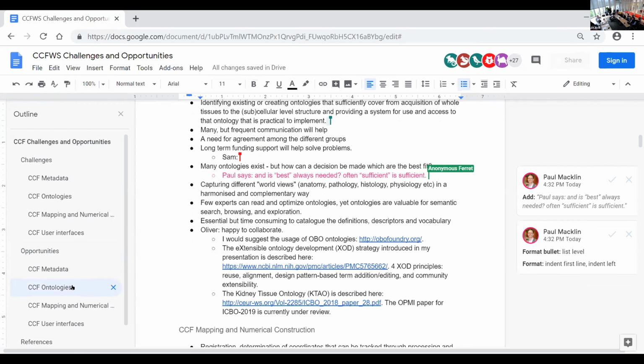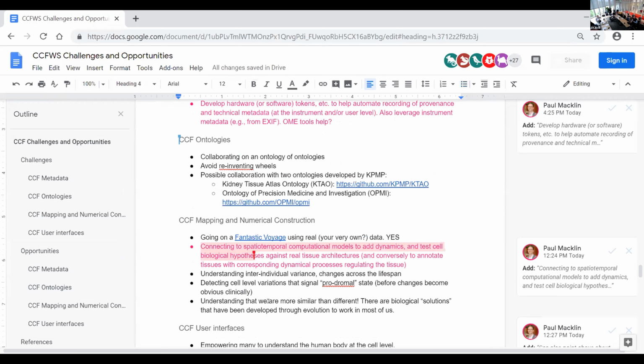Then under opportunities, let's go down there. We have collaboration on ontologies of ontology. So just like we want an atlas of atlases, I think that's in the same spirit potentially. And yes, we don't want to make a new ontology, but want to use existing ones. But we have to figure out how to potentially add to ontologies.